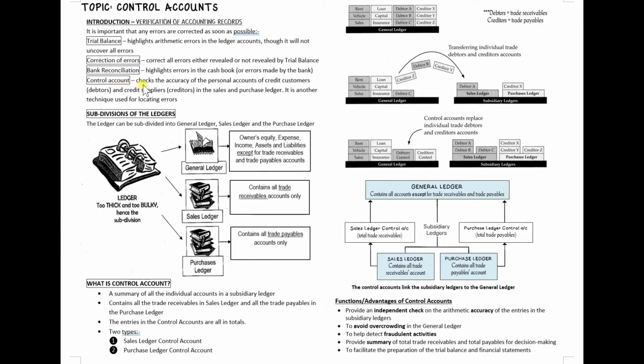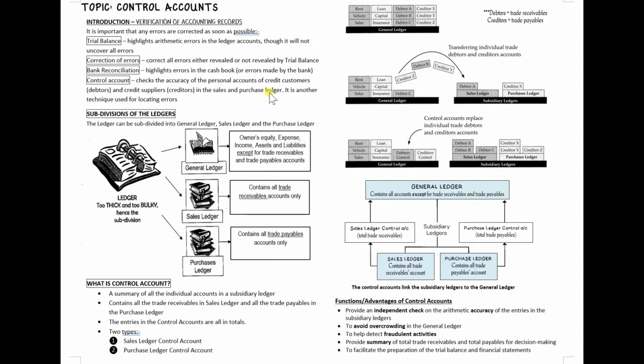A control account checks the accuracy of the personal account of credit customers, or we call debtors, and sometimes we use the term trade receivables. So I'll use either debtors or trade receivables, but you should know that they mean the same thing, the credit customers. And credit suppliers or creditors. Creditors referring to the trade payables, okay. So if you see trade payables, that means creditors.